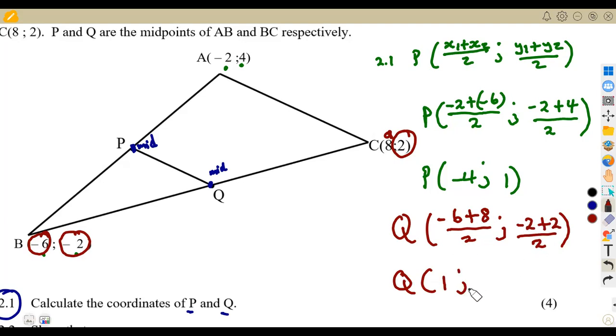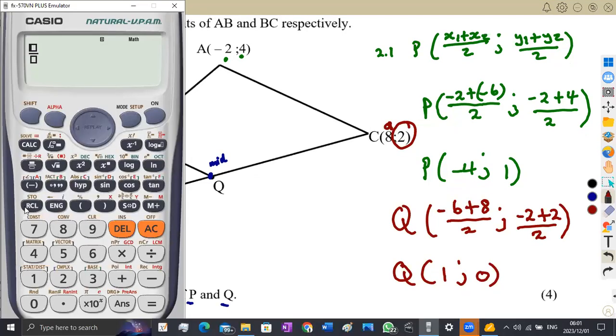-2 plus 2, that's a 0 over 2, which is a 0. All right, or we can just use the calculator, just like I said before. So this is going to be, put a fraction, that's -6 plus 8, everything over 2, like that. So you're going to obtain a 1. The same on the y, that's -2, so you're going to have -2 plus 2 like this, everything over 2. This is going to give us a 0.